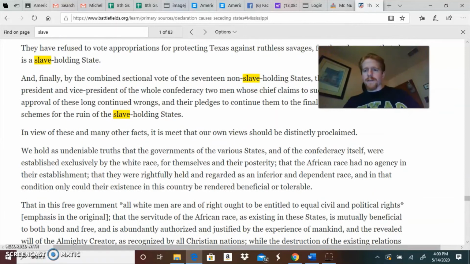But there you have it. It's there for you to read. Not my opinion. They told us why they left. Remember any of this talk about tariffs and states' rights? States' rights to do what? What were they fighting for the right to do?